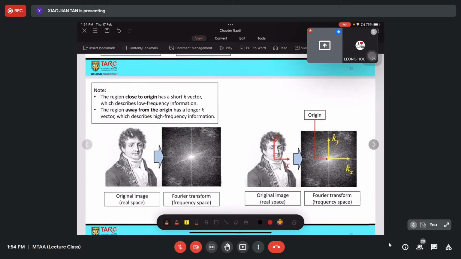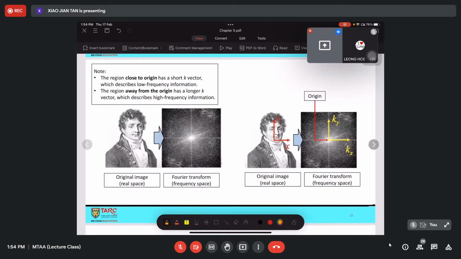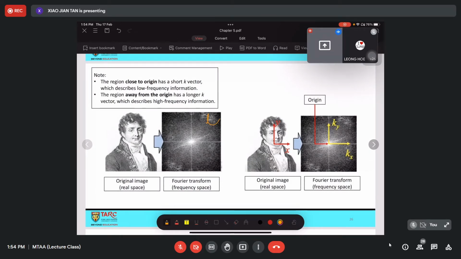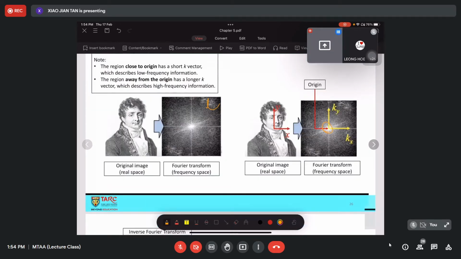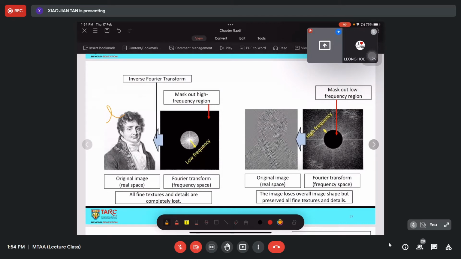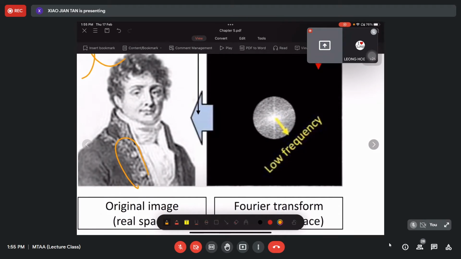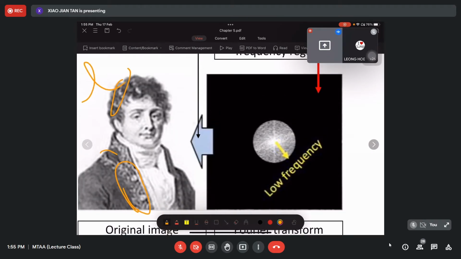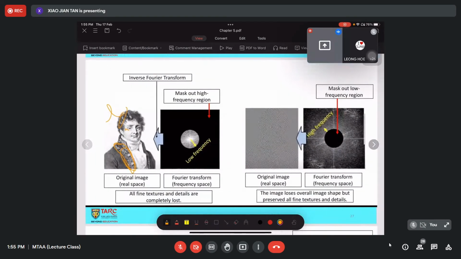So this is the original image, and this one is the Fourier transform, which is in the frequency space. When we mask away all the high frequency information and retain only the low frequency, you will still be able to describe, oh, this is Fourier, or actually this is an English man. But of course, as I mentioned previously, all the great details, the hair, the details on his clothes, the expression, the eye, the wrinkles, all are missing. Okay, so all these are considered as low frequency information.